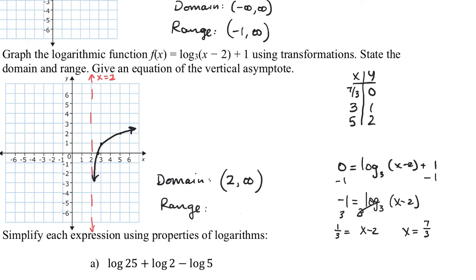Range, this graph is going to continue in this downward direction. So on the y-axis, we're going to go all the way down to negative infinity. And it will continue to go up and up and up in the positive direction on the y-axis. So the range is all real numbers, or negative infinity to infinity.